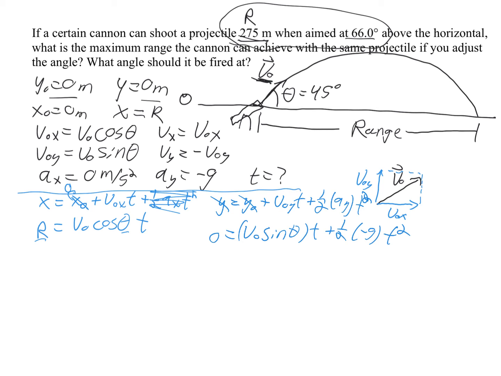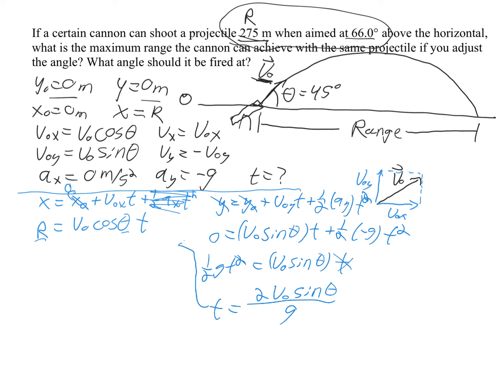So I can move the 1/2 g t squared to the other side, equals v initial sine theta times t. And now there's a t on both sides, so I can actually cancel out one of the t's. And then solving for t, I get t equals 2 v initial sine theta over g. So now I have two equations, both with the same two unknowns, t and v initial.